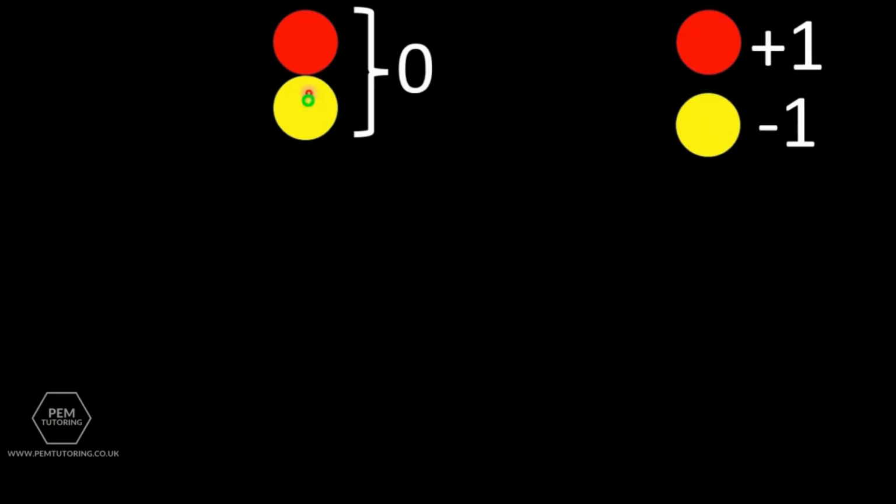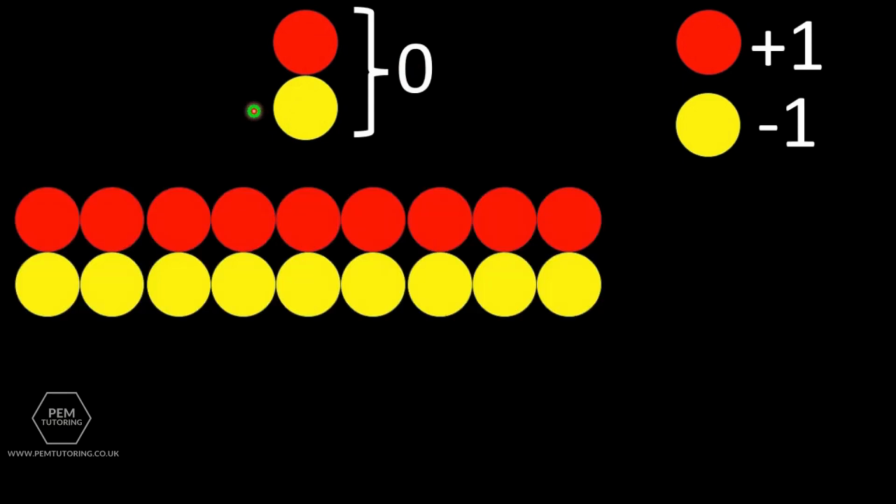Whenever we see pairs of red and yellow counters together, that represents a 0. So this whole thing here represents 0. We can see here we've got +1, -1, +1, -1, and so on. So there's an equal amount of +1s and -1s, and the net result from all of that is going to be 0.